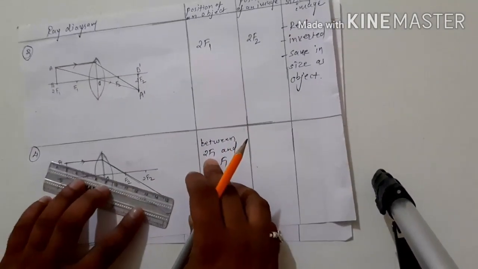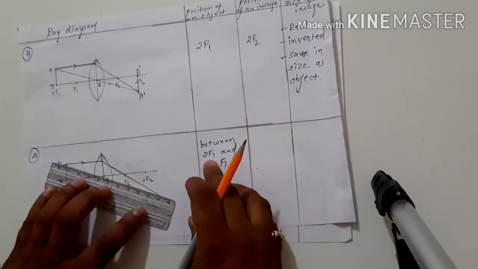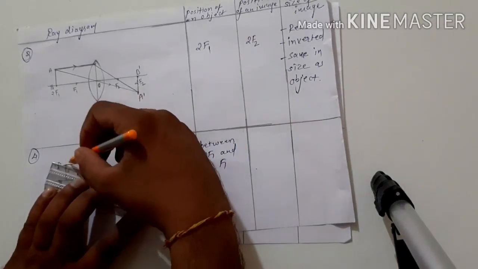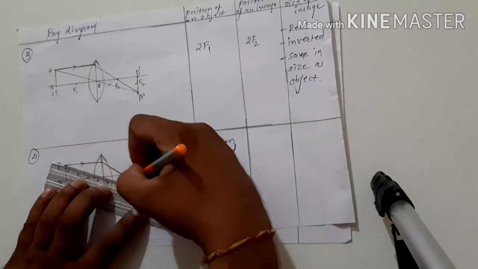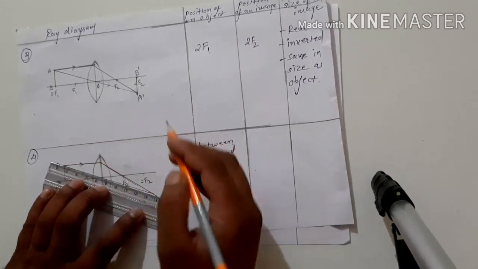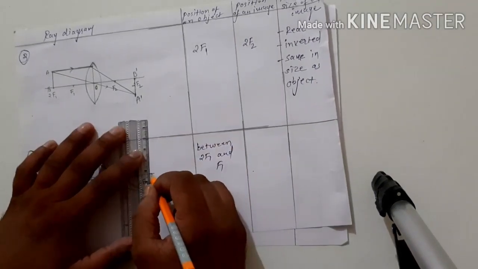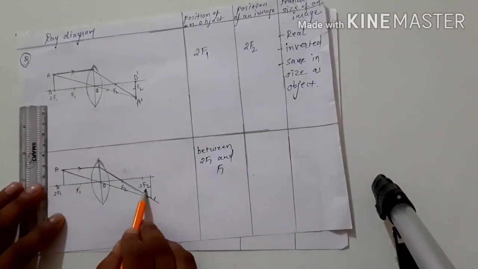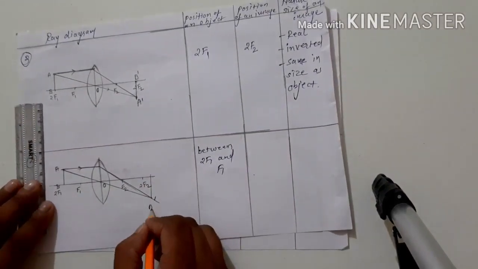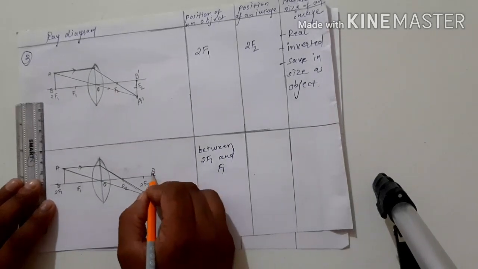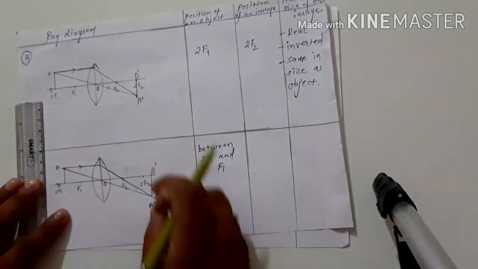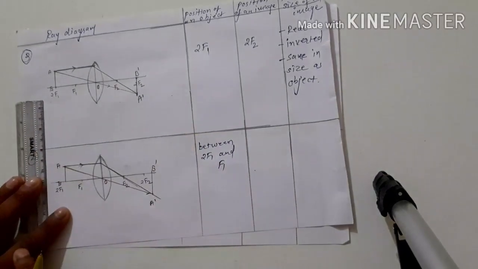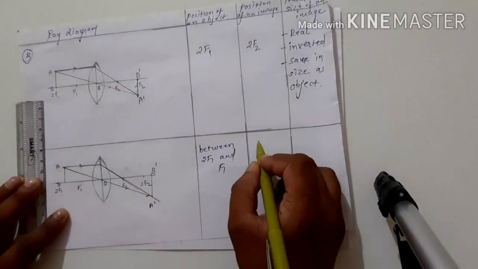Okay, another light ray will pass through the optical center O. Where it intersects, at that point we will plot our image, and here you can see that it is beyond 2F2. So where our image is formed, you can also see that the image is large.